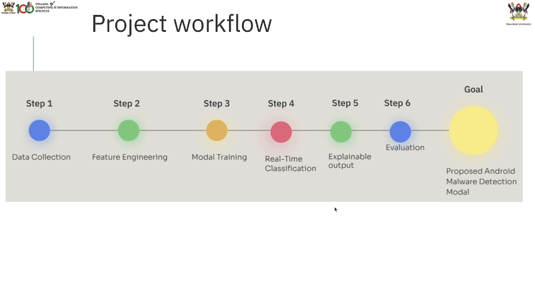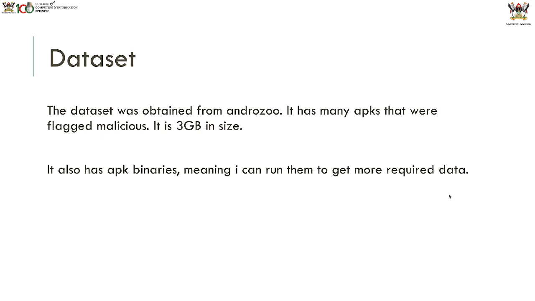And the project workflow is, the first step is data collection. After getting access to all the data sets that we need, the next step will be feature engineering, where we get the most appropriate features for our detection. Next step is model training. We train the model on the dataset that's available. Step 4 will be real-time classification. Then step 5 will be explainable output. And then evaluation. At the end of the day, we shall have our proposed Android malware detection model.